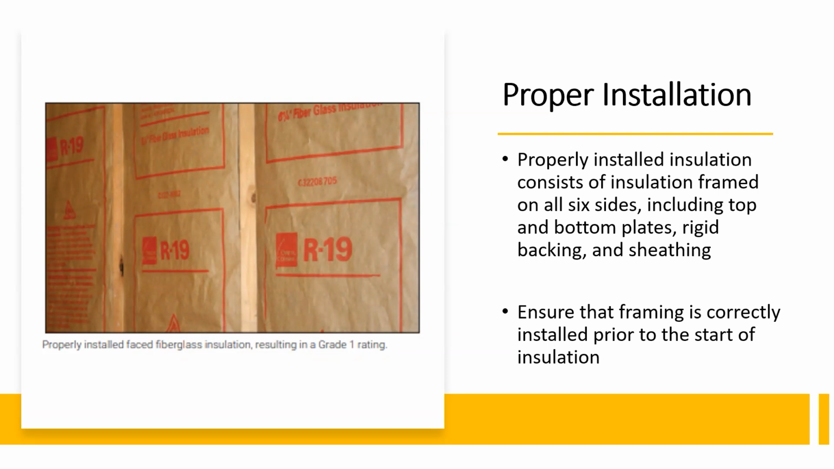If not, just reiterate the question a little bit differently. We'll go into it in more detail. So properly installed insulation consists of insulation, we talked about this, on all 6 sides, top, bottom, with rigid backing and sheathing. Ensure that framing is correctly installed prior to the start of the installation. That kind of goes without saying. If you walk into what we saw in the scary picture in the beginning, and you can see that framing is not complete, you probably should not be doing an insulation inspection. Or, you know, you're telling them at a polysil stage what needs to be done.